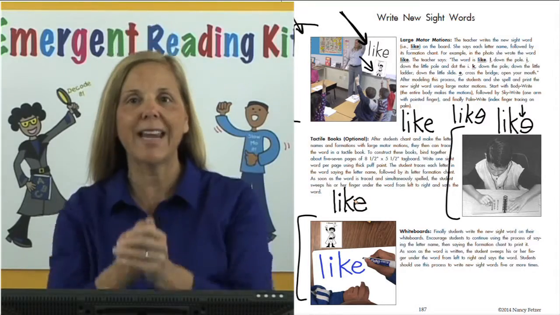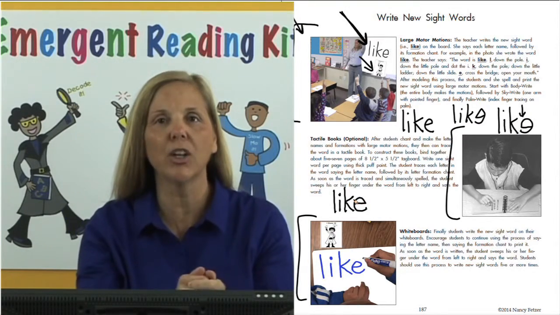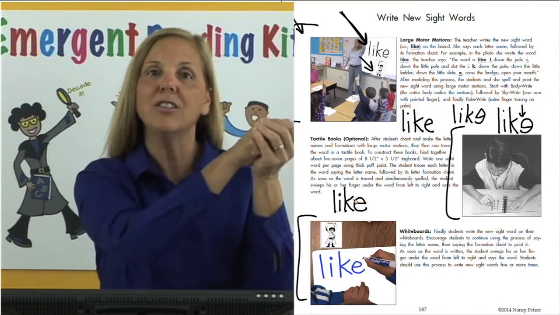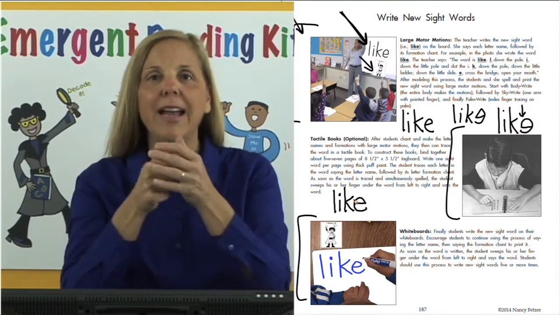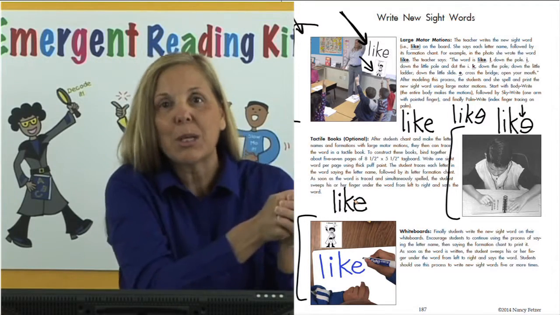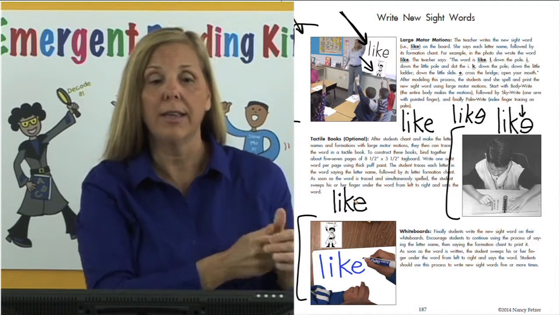So we go back and we do our body write with the word "like" up on the board. We go down the pole, down the little pole, dot the I, down the pole, down the ladder, down the slide, and then E likes to be next to the letters. Cross the bridge, open your mouth.